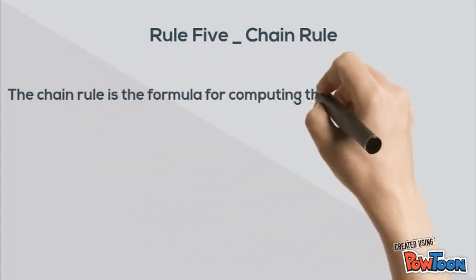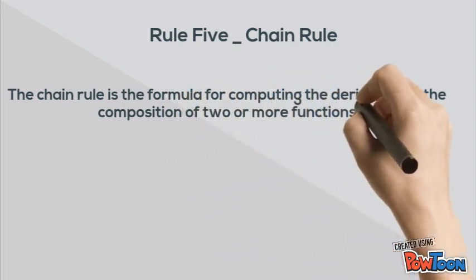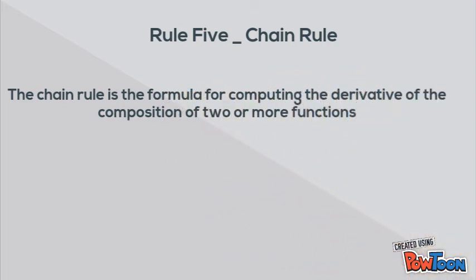Rule 5. Chain rule. The chain rule is the formula for computing the derivative of the composition of two or more functions. dy/dx = dy/du · du/dx.